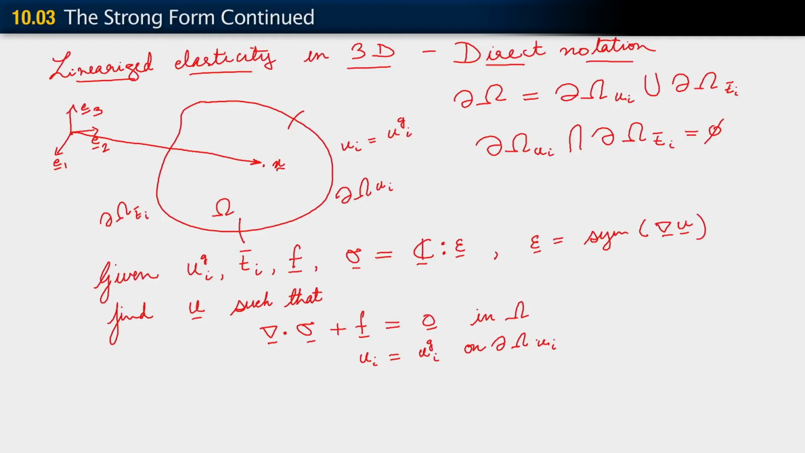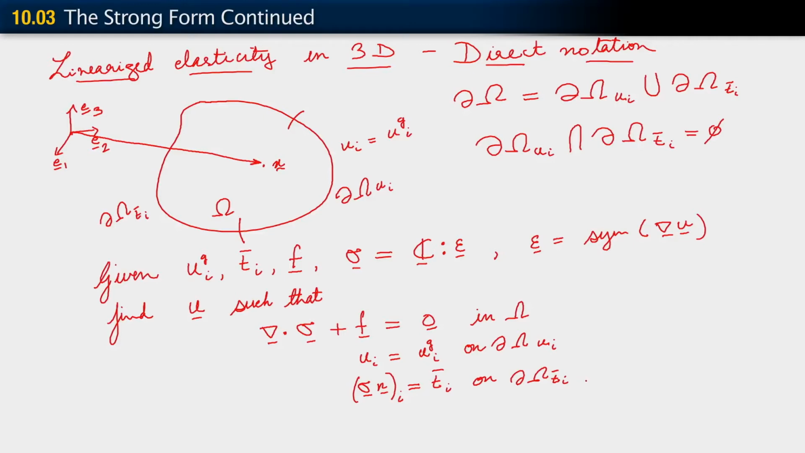And the same thing happens for the traction condition. For the traction condition, we can, however, write sigma n, which is a vector. We're saying that its ith component equals T bar i on partial omega T bar i.